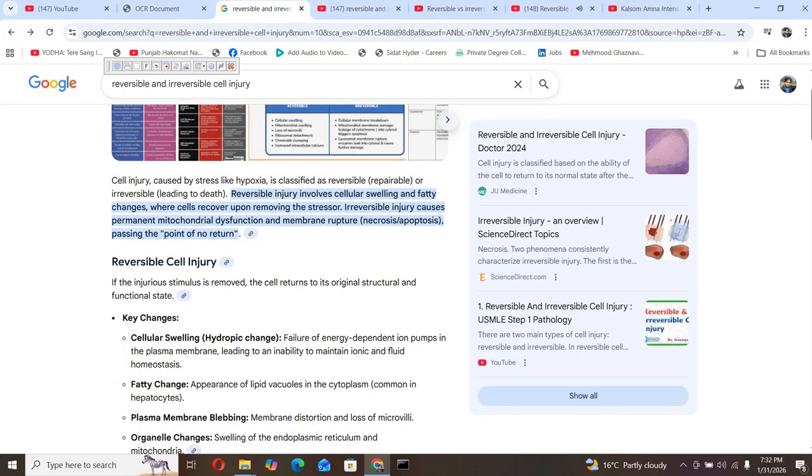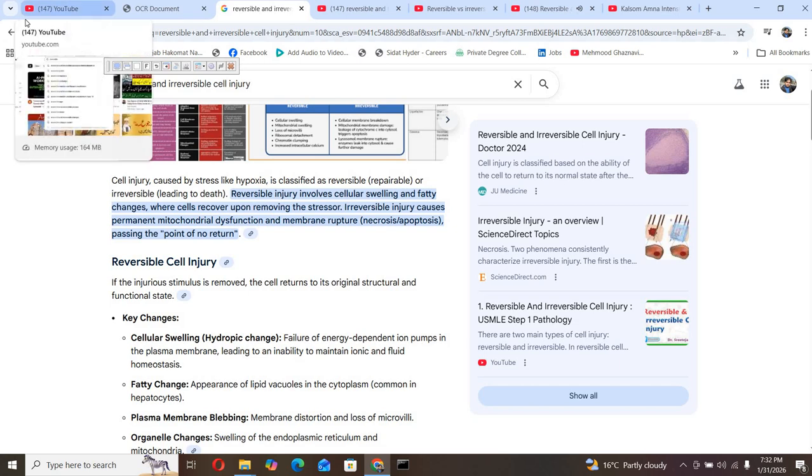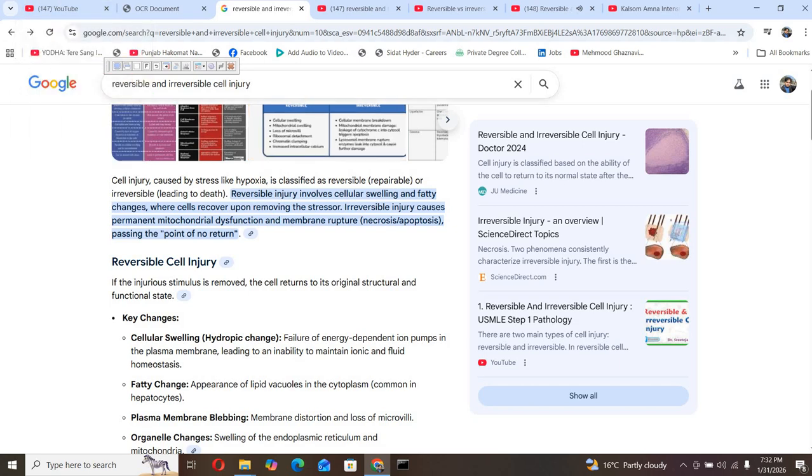If we need to rescue a cell, we need to recognize the signs of distress. They may be ultrastructural, microscopic, or changes in gross morphology. Let's start with reversible injury. The changes seen in the cell are cellular swelling and fatty change.